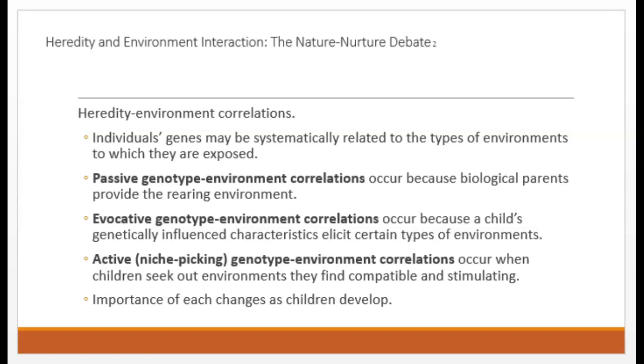Finally, active or niche-picking genotype-environment correlations occur when children seek out environments that they find compatible and stimulating. Niche picking refers to finding a setting that is suited to one's genetically influenced abilities. For example, you might have one child who is shy and one child who is outgoing. The shy child actively avoids social situations, making them even less social, and the outgoing one might actively seek out opportunities for socialization, making them even more socially adept.